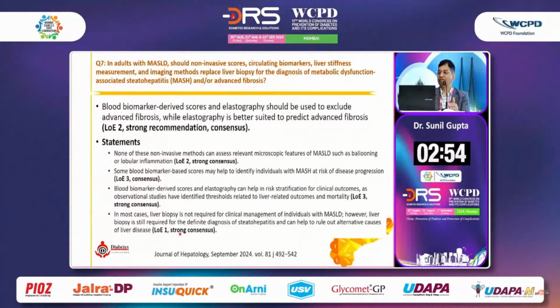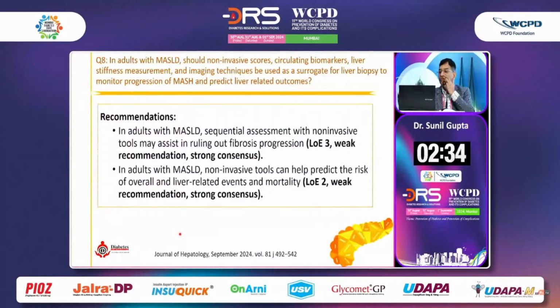What about the non-invasive scores, circulating biomarkers, liver stiffness? It has been said that derived scores and elastography should be used to exclude advanced fibrosis, while elastography is better suited to predict advanced fibrosis. Now, in adults with MASLD, sequential assessment by such non-invasive methods of fibrosis may be of use, and it has been recommended that those who are put on medicine should be followed up.